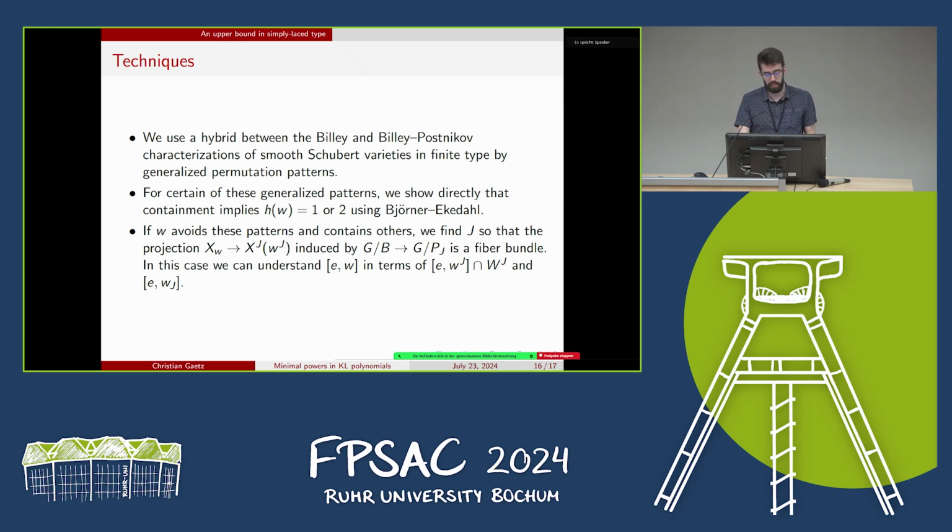Lastly, if you avoid these certain special patterns that appeared in the second step here, then we understand the structure of these elements very well, and we can find particular parabolics such that if I project from the full flag variety to a partial flag variety, and look at that projection from a Schubert variety to a Schubert variety in the partial flag variety, then in fact all the fibers of that projection are isomorphic. So this upstairs Schubert variety is a fiber bundle over the downstairs one. And in this case, we can understand this interval in terms of an interval in the parabolic quotient and a smaller Bruhat interval. And so we can inductively understand what these intervals look like and apply the Björner-Ekedahl criterion.